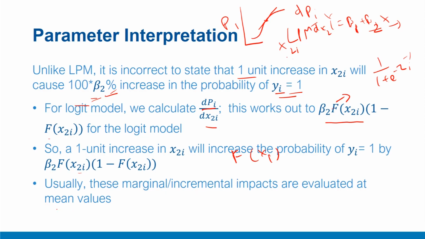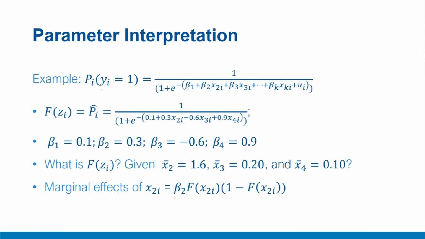These are often evaluated at the mean values of variables like x1i and x2i, as we'll see through a simple numerical example. So have a look at this probability function, the logit class of function, where the value of zi is reflected with this expression. This is essentially 1 plus e to the power minus zi, where zi is captured by this expression. Here the parameters beta 1, beta 2, and so on are already estimated. We can see them: beta 1 is 0.1, beta 2 is 0.3, and so on.